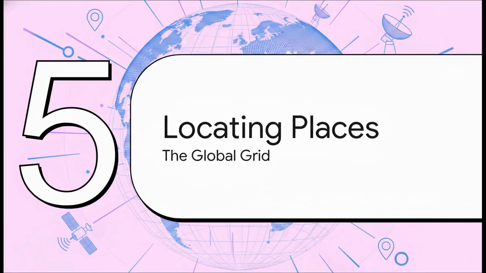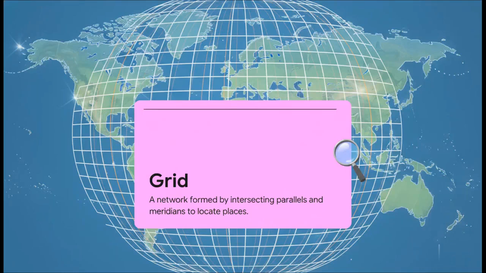Which brings us right to our final section, Section 5, Locating Places on Earth. Let's put all the pieces together. When you take those horizontal parallels and layer them with the vertical meridians, they form a single, unified grid all over the globe. This grid is the ultimate answer to that ancient navigator's dilemma. Because these lines intersect, if you have both a latitude and a longitude coordinate, that single exact point of intersection gives you the precise location of absolutely anything on planet Earth.